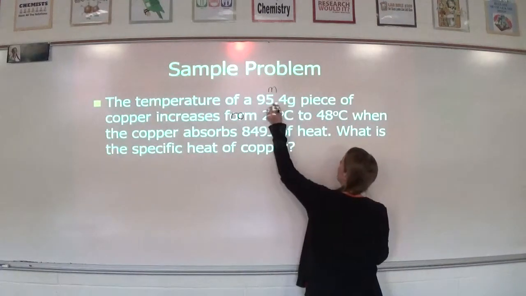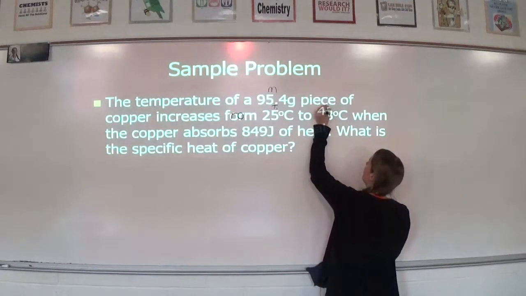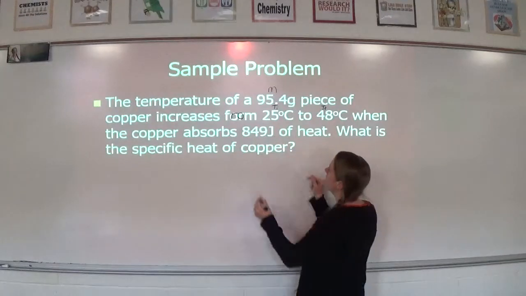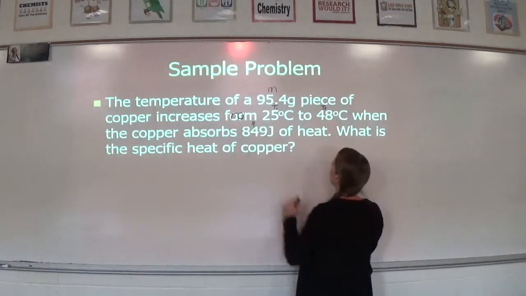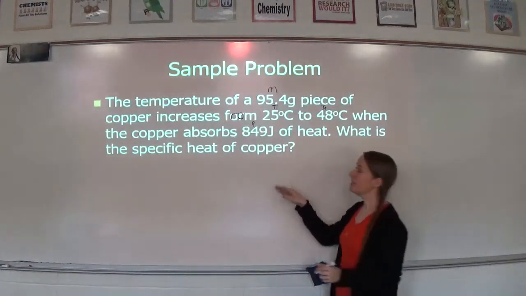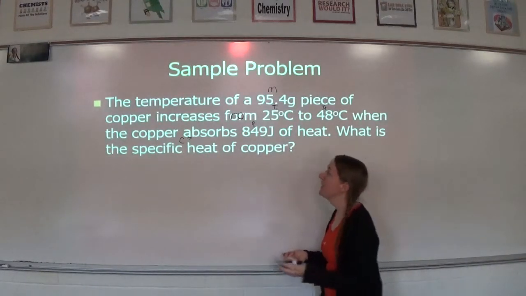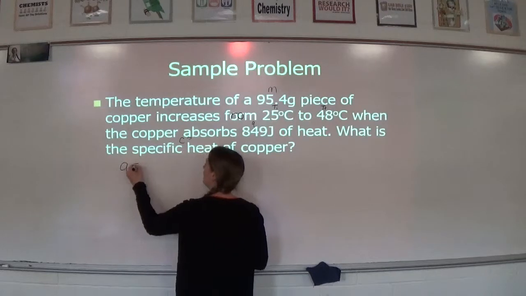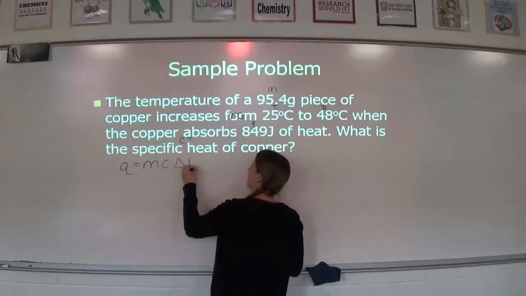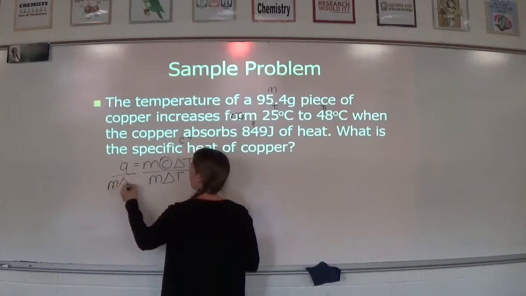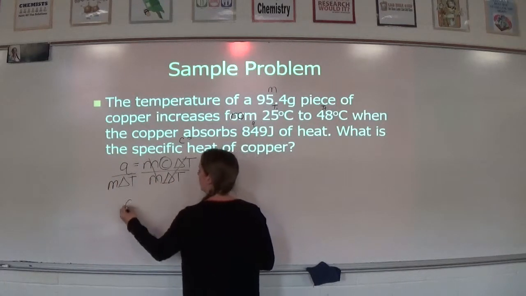Okay, so here is my initial temperature, here is my final temperature, when the copper absorbs 849 joules of heat, so there's my Q. What is the specific heat of copper? In this case, I'm actually looking for C, my specific heat. We know Q equals MC delta T, so if I solve for C, I have to divide by M and delta T. And then I'm ready to plug in.